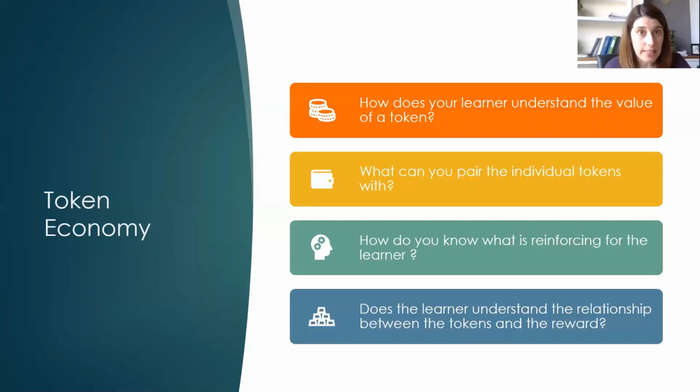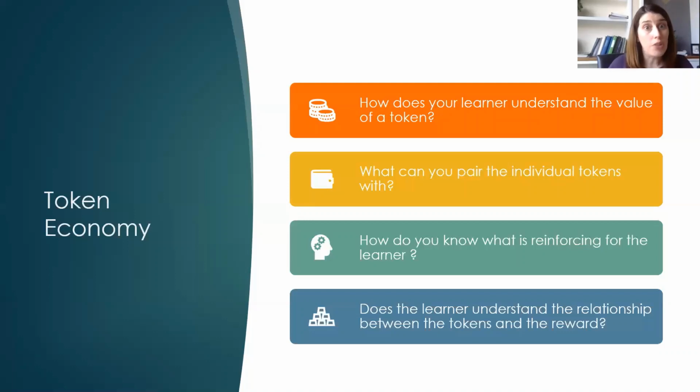Go back to the preference assessment and see what you can pair them with. It's possible that you can just take a token that has been earned and pair it with a light up toy for 10 seconds just to give access to it, or blow bubbles while you're giving them a token, just so they understand that that token has value.